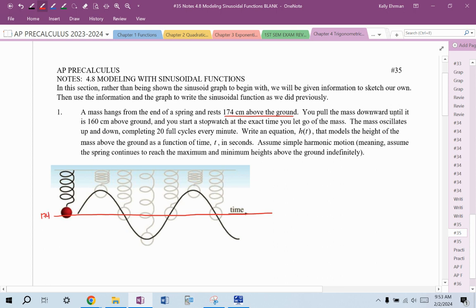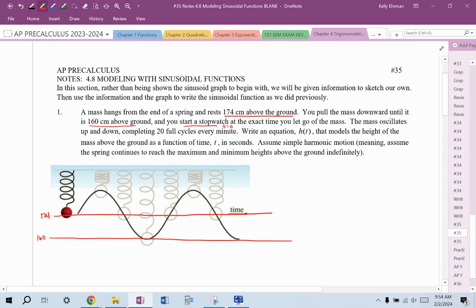You pull the mass downward until it is 160 centimeters above the ground. So that's this low point right here. That's 160. Okay, and you start the stopwatch at the exact time you let go of the mass. Now, when you start the stopwatch, that's t equals 0.